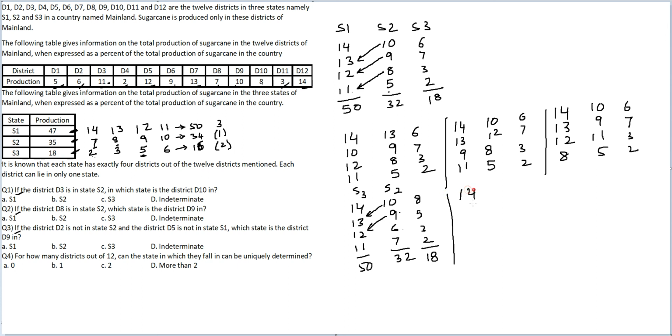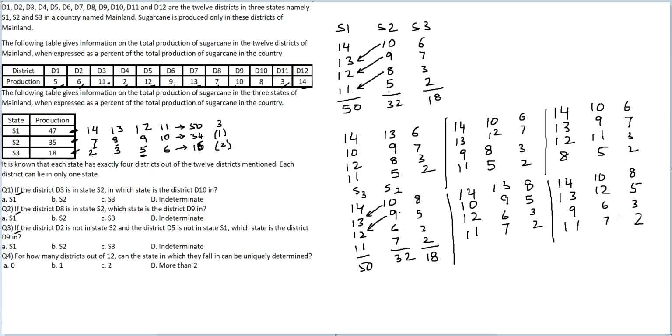I will have 14, 10, 12, 11, 13, 9, 6, 7, and 8, 5, 3, 2. The other case would be 14, 13, 9, 11, and here I would get 10, 12, 6, 7, and 8, 5, 3, 2.